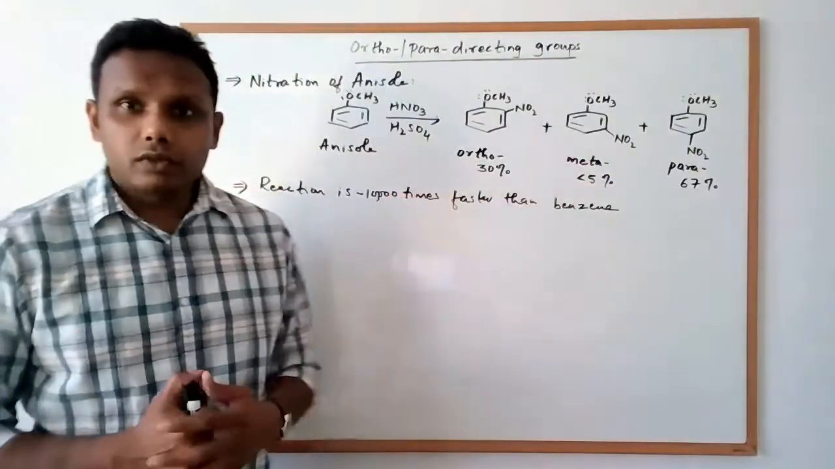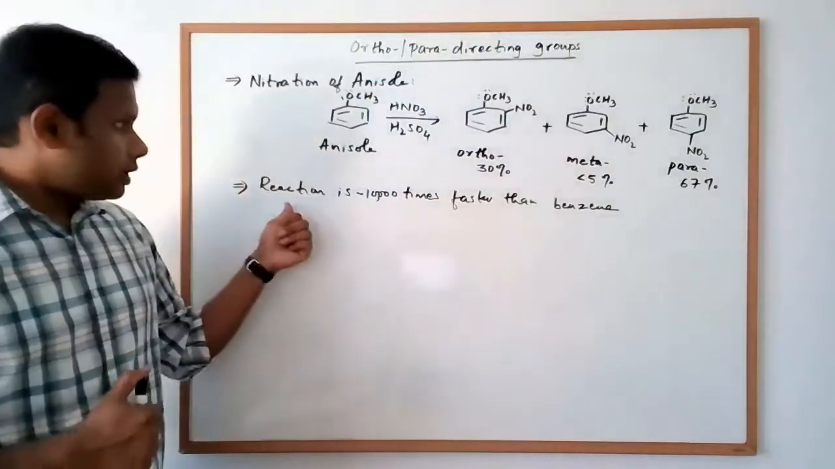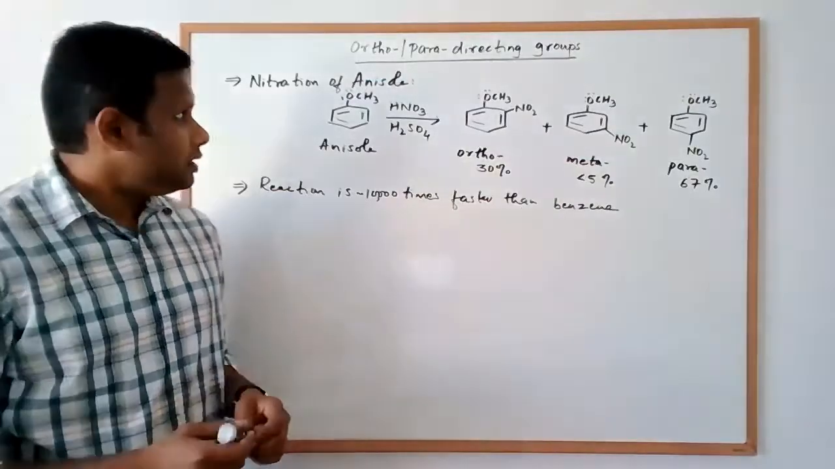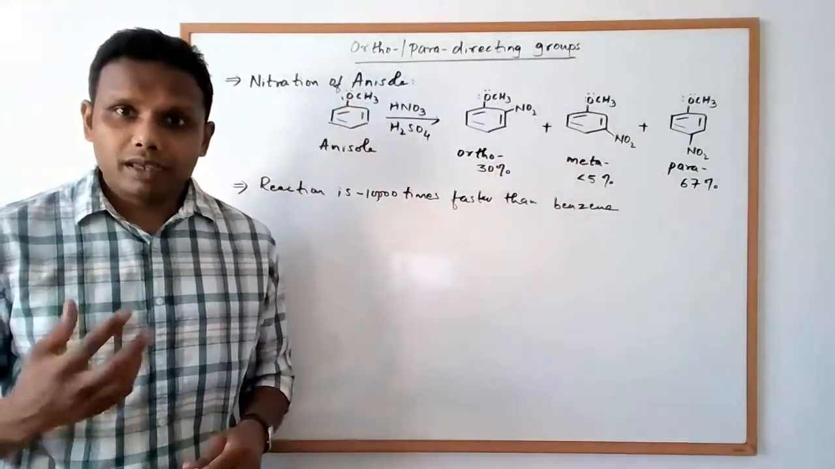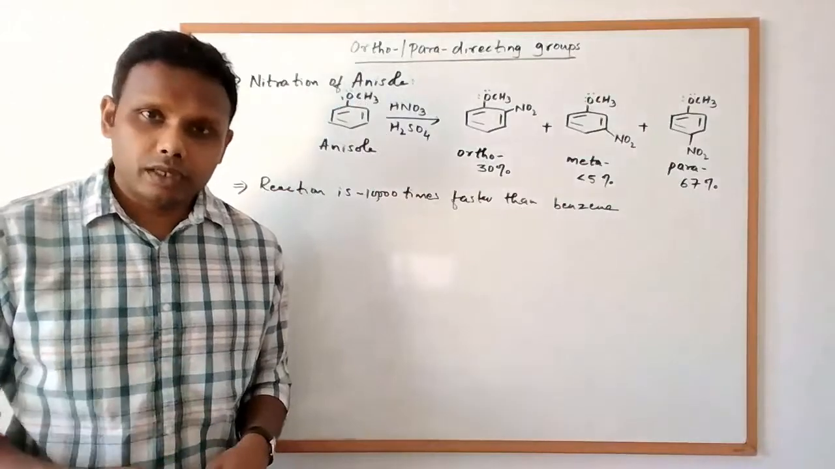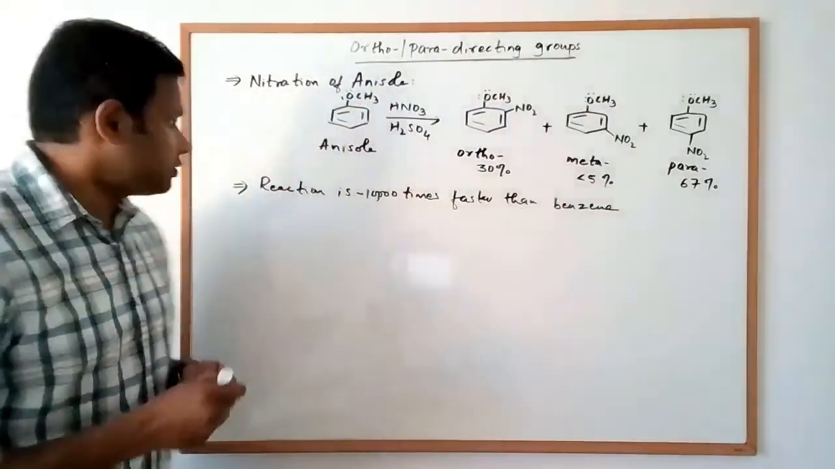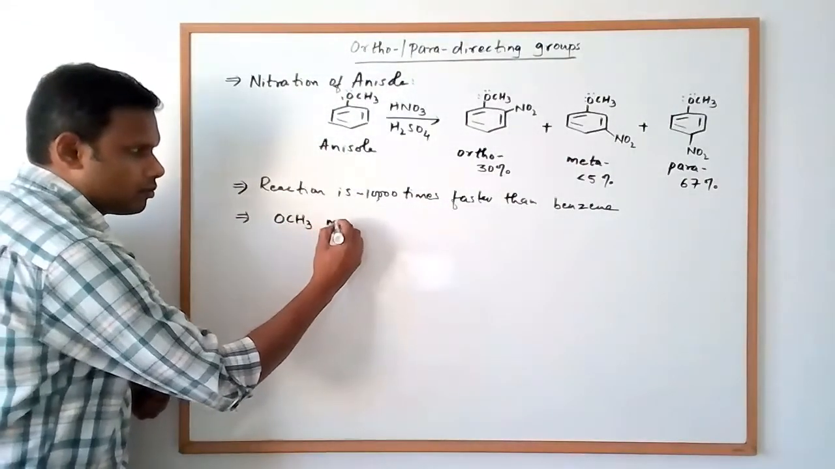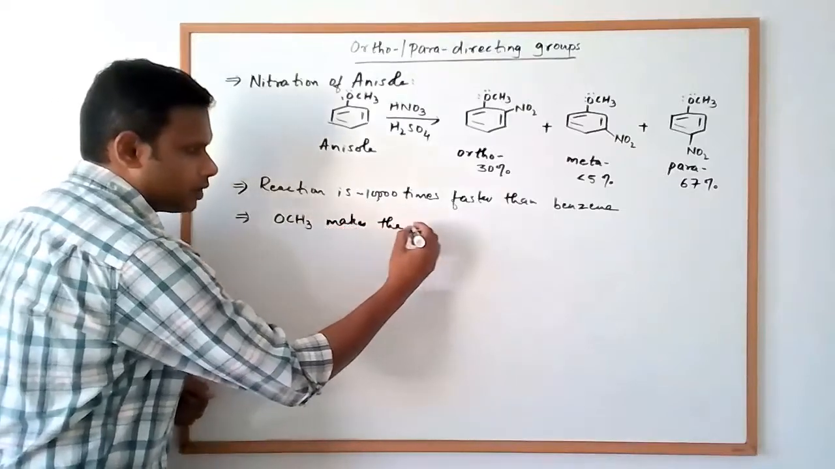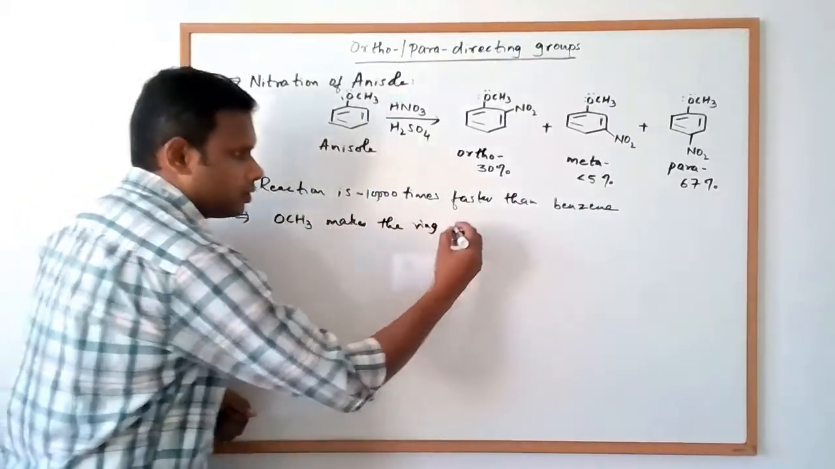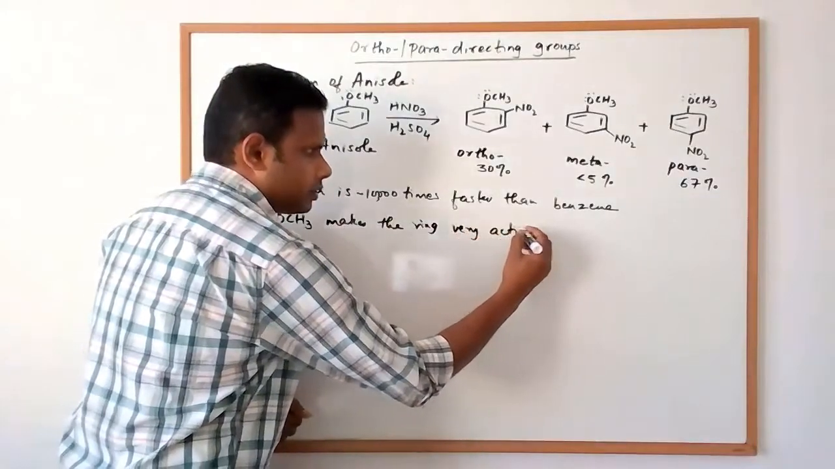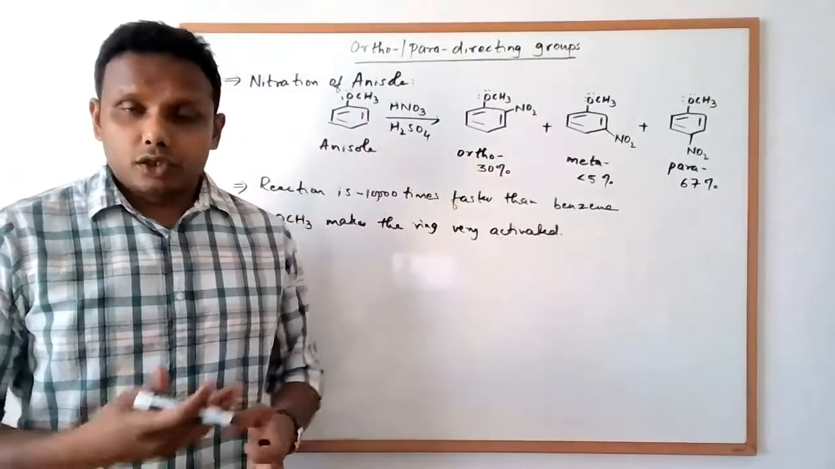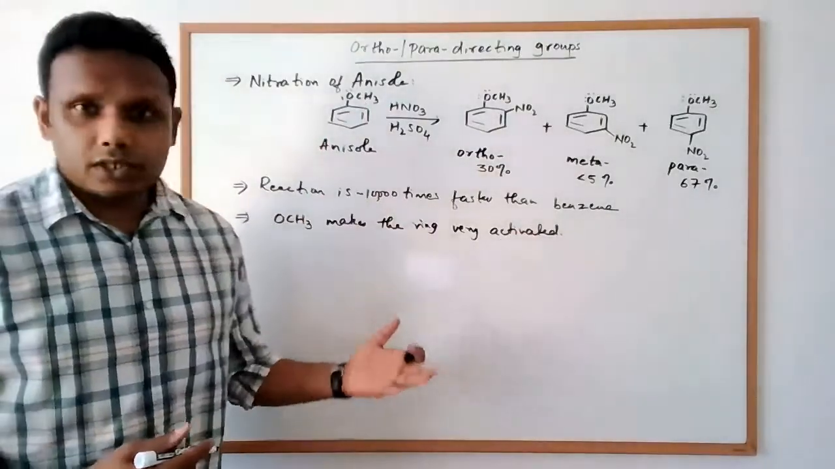In fact, we usually get a mixture of these products. Now, in the specific case of the nitration of anisole, the reaction is about 10,000 times faster than benzene, which means that the methoxy group makes anisole highly activated. So the ring is very activated, okay? So that's what we're gathering here. The methoxy group makes the ring very activated, and the methoxy is essentially a strongly activating group.